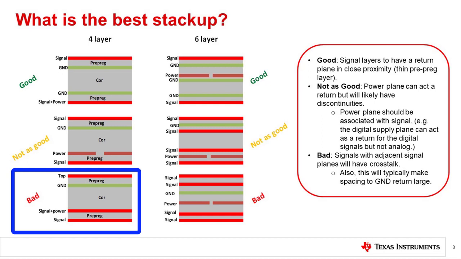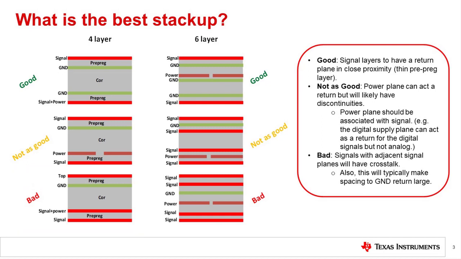The worst stack-ups use 2 adjacent layers with signals on each layer. In this case, the 2 signals can interfere with each other and the ground reference is typically far from the signals, making the return current spread out. A common approach used on 4-layer boards is to use power and ground as internal layers and have signals on the outer layers. The power layer on the bottom will act as a return path for signals on the bottom.